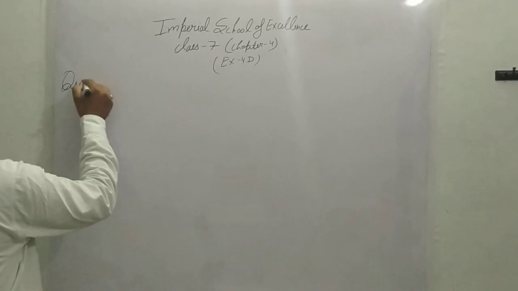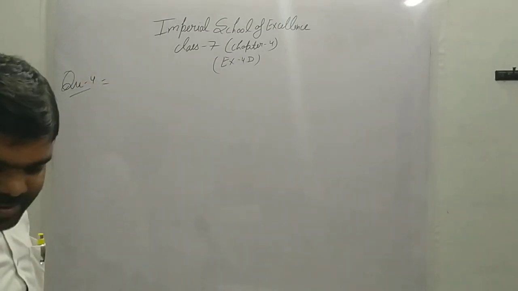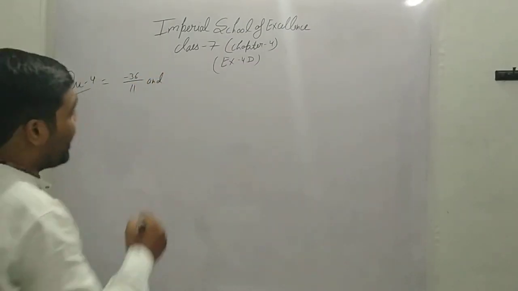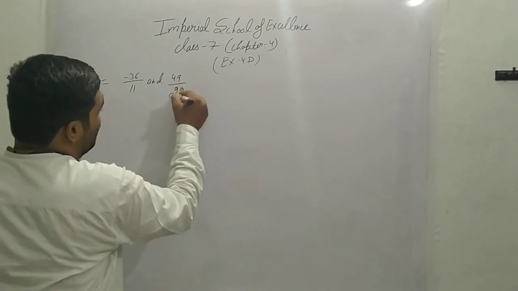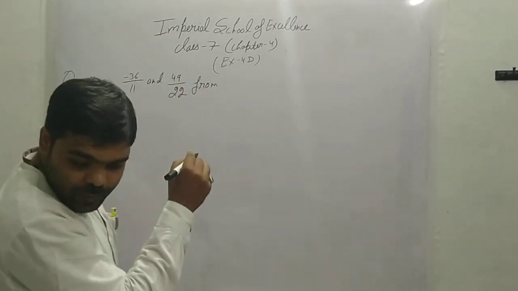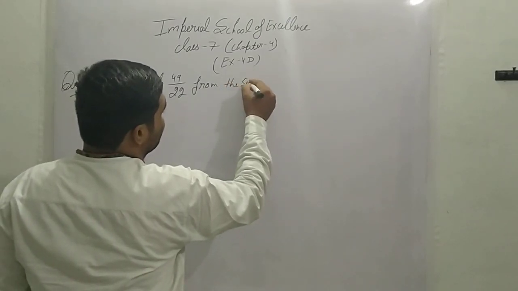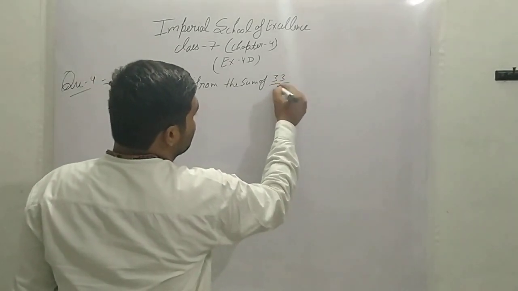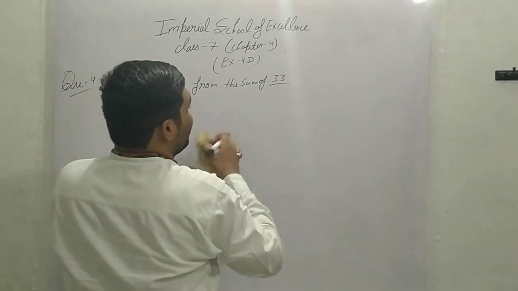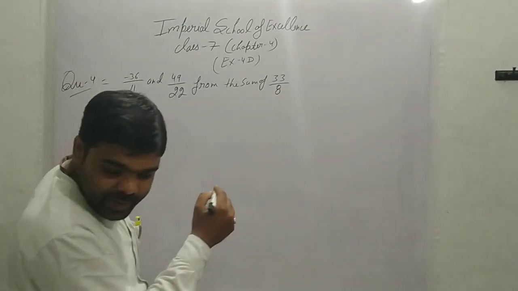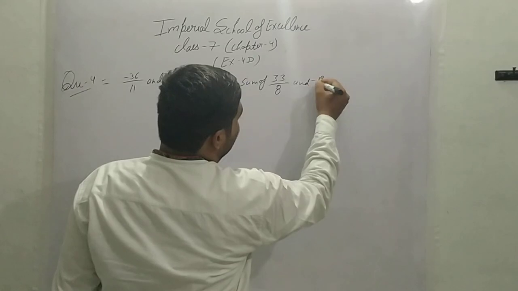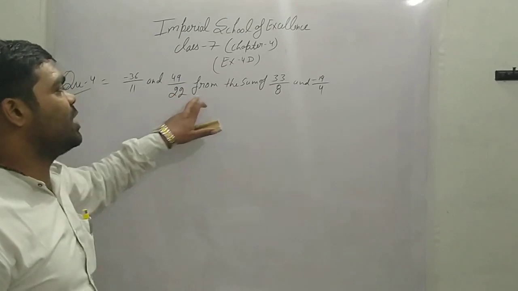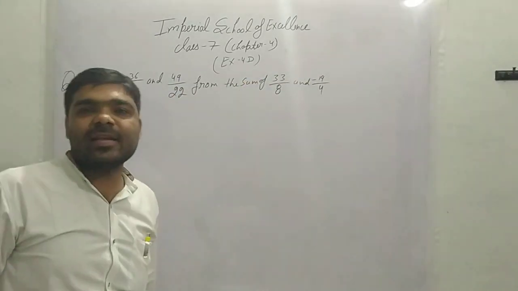Question number 4 in this exercise is given: subtract the sum of 36 upon 11 and 49 upon 22 from the sum of 33 upon 8 and minus 19 upon 4. It is given. What we have to do: subtract the sum of 36 upon 11 and 49 upon 22 from the sum of 33 upon 8 and minus 19 upon 4.